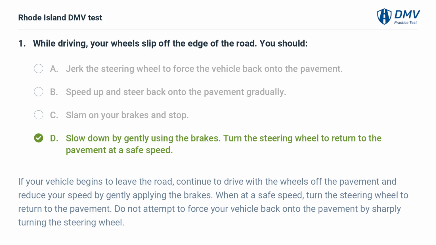D. Slow down by gently using the brakes. Turn the steering wheel to return to the pavement at a safe speed. If your vehicle begins to leave the road, continue to drive with the wheels off the pavement and reduce your speed by gently applying the brakes. When at a safe speed, turn the steering wheel to return to the pavement. Do not attempt to force your vehicle back onto the pavement by sharply turning the steering wheel.